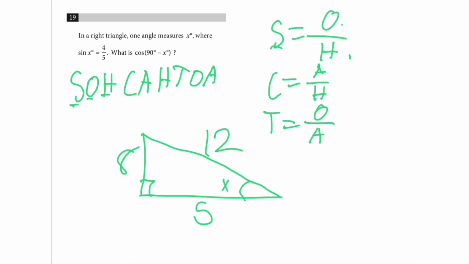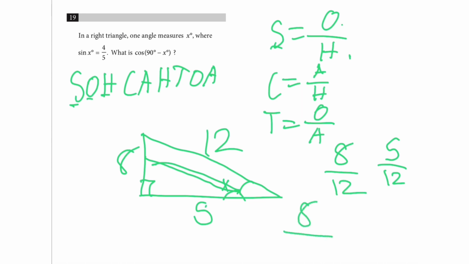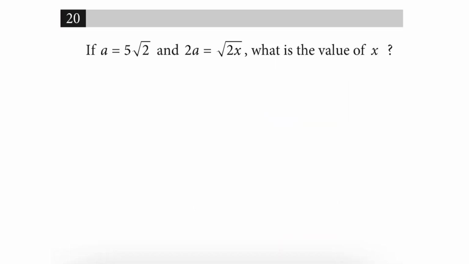So let's find sine of x. Well, that's just the opposite side over the hypotenuse. So sine is 8 over 12. Cosine is the adjacent side, which is 5, over the hypotenuse, 5 over 12. And let's find the tangent, opposite over adjacent, 8 over 5. And that should make sense from now on. You should just remember that.